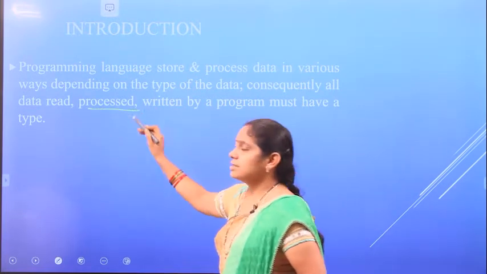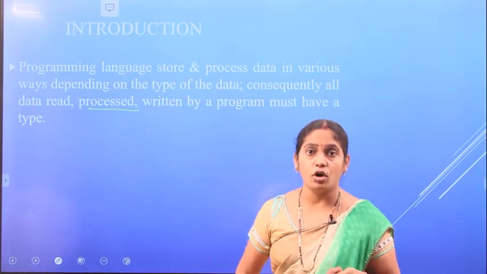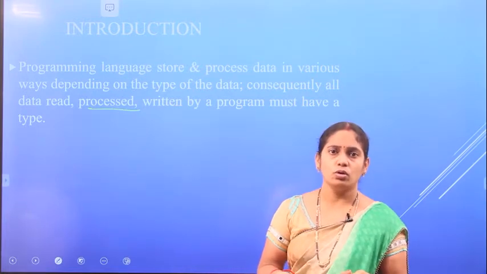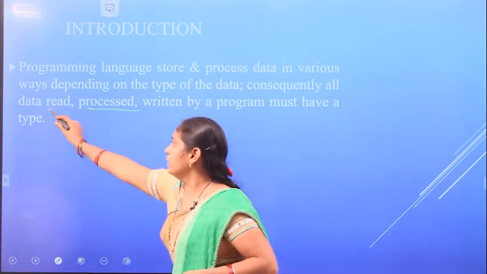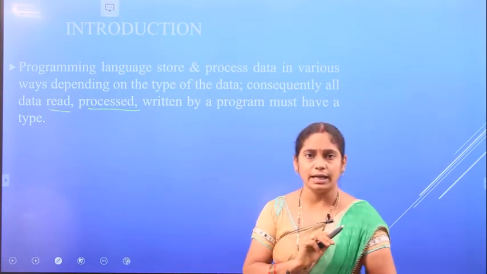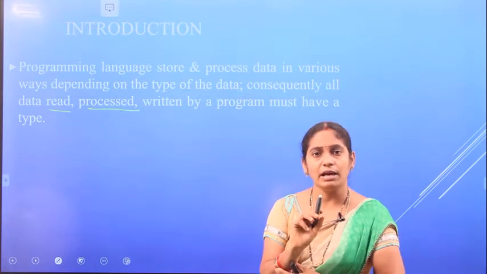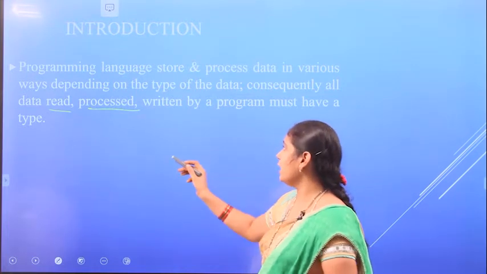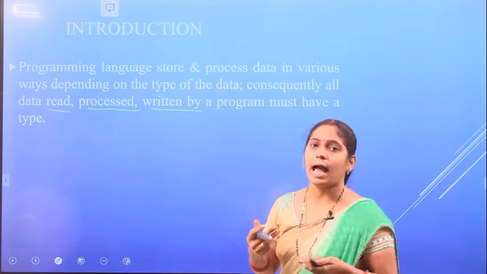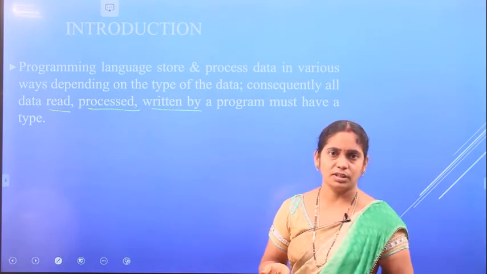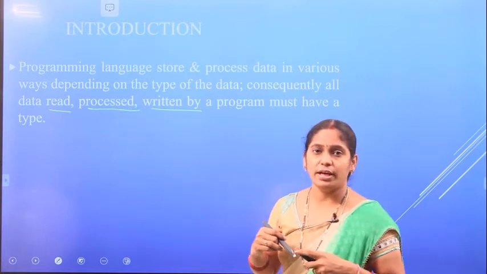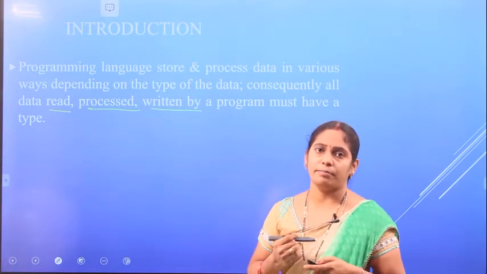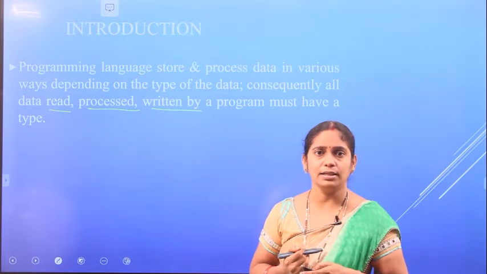First we need to read the data, what information we require to do a task. That is nothing but data read. First we need to read the data and then the data will be processed. After that, it will be displayed to the user as the result. So a data type is nothing but what type of data we are going to use in the program. That will be specified as a data type.